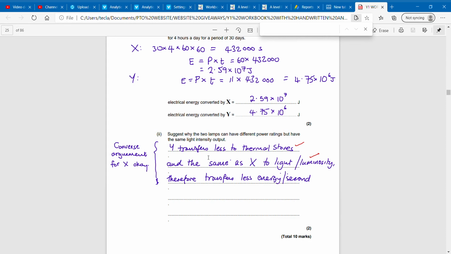Okay, so 1 mark for saying Y transfers less to thermal stores, and 1 mark for saying the same as X to light or luminosity.